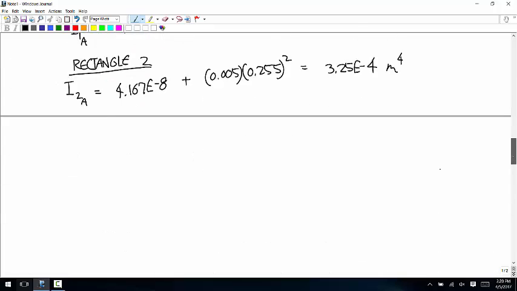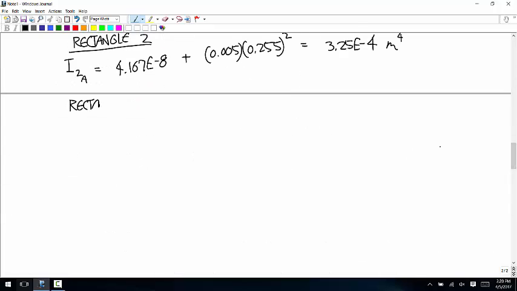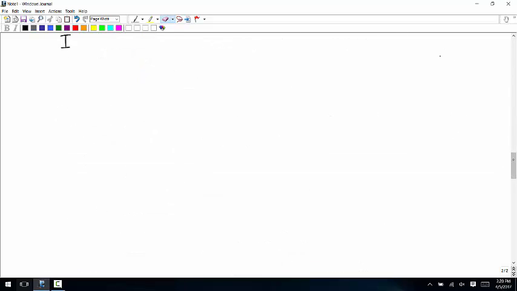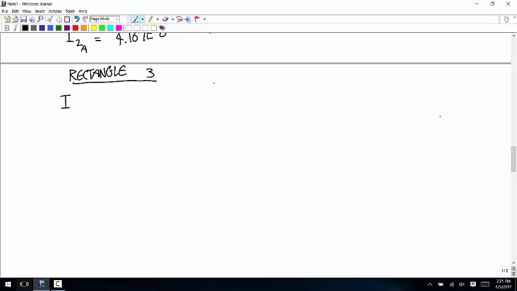And then we have to deal with rectangle 3. So the moment of inertia of rectangle 3 about its own neutral axis, which also happens to be the neutral axis of the whole thing, so for this one, the neutral axis of 3 is equal to A. So the moment of inertia is a height of 0.5 cubed times a width of 0.01 divided by 12.